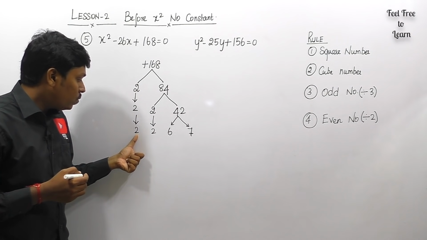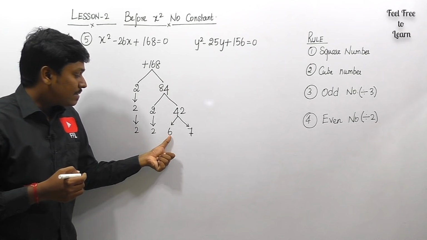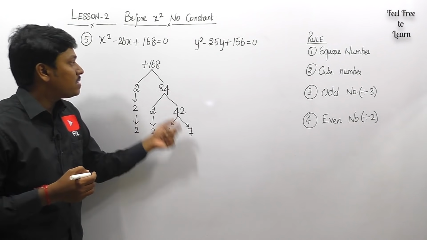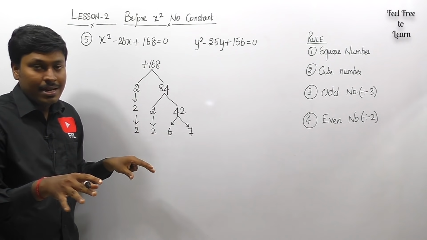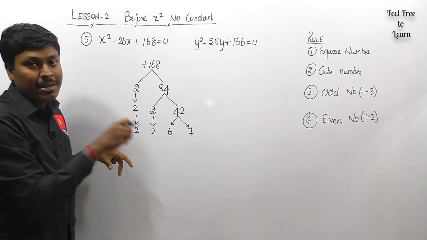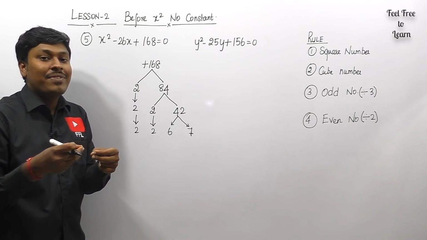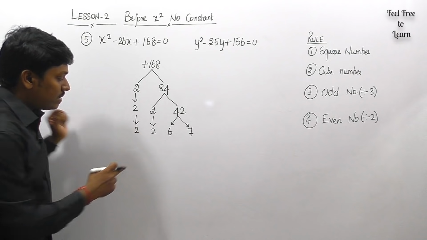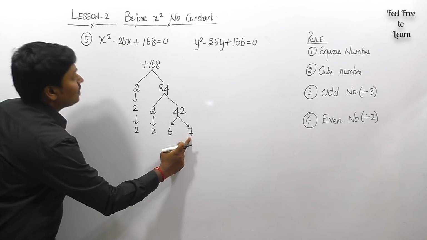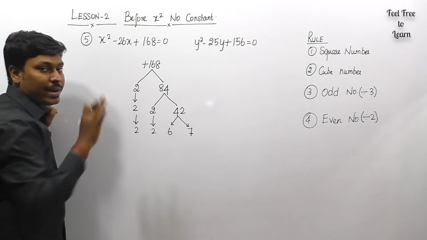Listen carefully. 2 into 2 will be 4. 6 into 4 will be 24. 24 into 7 will be 168. That is not a matter, right? So finally we have split this 3-digit number into smaller numbers. Now finding the factors will be so simple. Listen here friends, 2, 2, 6 and 7, but our target is to bring minus 26.